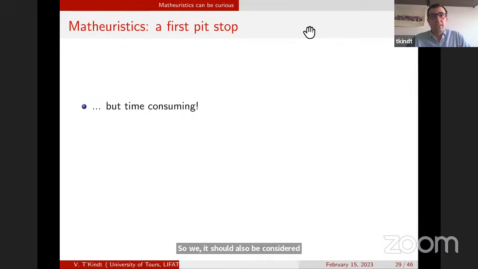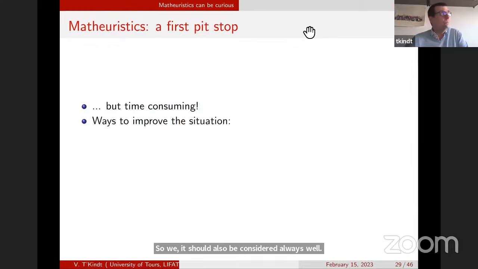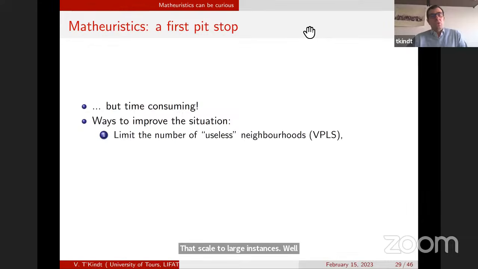Well, the point is that it's time consuming. How could we improve that? Because what we would like is to have efficient heuristics that scale to large instances. Well, one way to improve that is trying to limit the number of useless neighborhoods that you explore. If you think about VPLS, the random choice of R was not necessarily a good idea, but maybe we can try to improve around that.